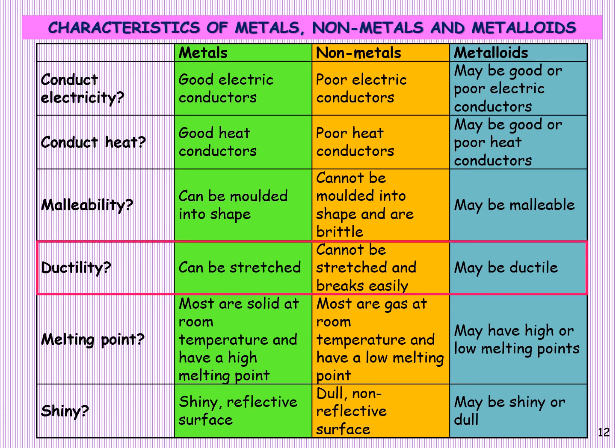Ductility refers to how well a material can be stretched. Metals are easily stretched whilst non-metals cannot be stretched. Metalloids, however, may or may not be ductile.